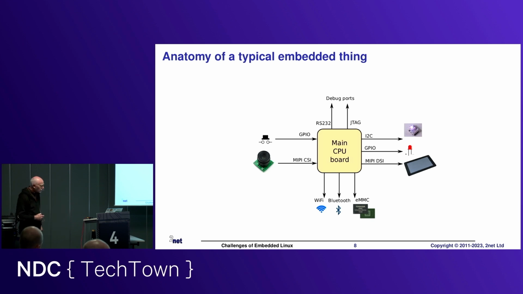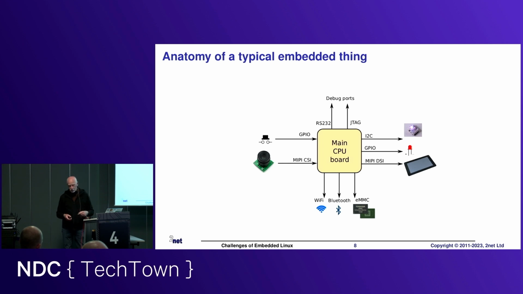Here's my generic diagram of an embedded thing. For those of you who are in my Yocto hardware workshop, this is quite similar to what we actually did in that workshop. In that case, the main CPU board actually was a Raspberry Pi, which is not the obvious choice, but it works. And then on the left-hand side, we have inputs, so GPIOs, buttons and such like. Maybe a camera. CSI is a camera interface. Maybe other things which I haven't put on the diagram.